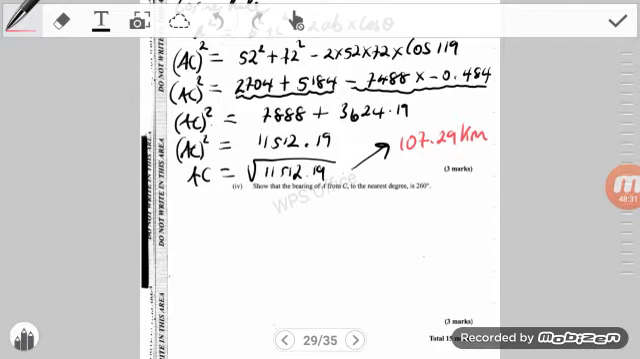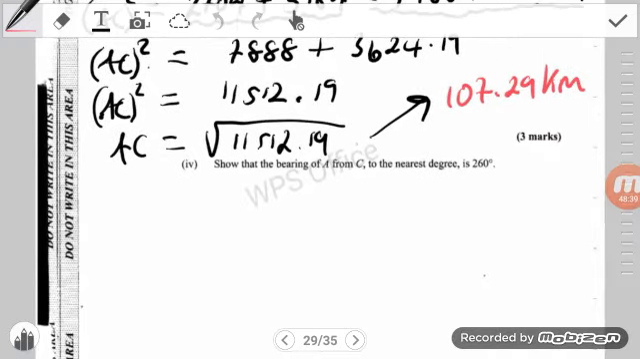Okay, so now you're being asked here to show that the bearing of A from C, to the nearest degree, is 260. So we already know it's 260 because you're telling us that's what it is, but we have to show how we'd get that 260.